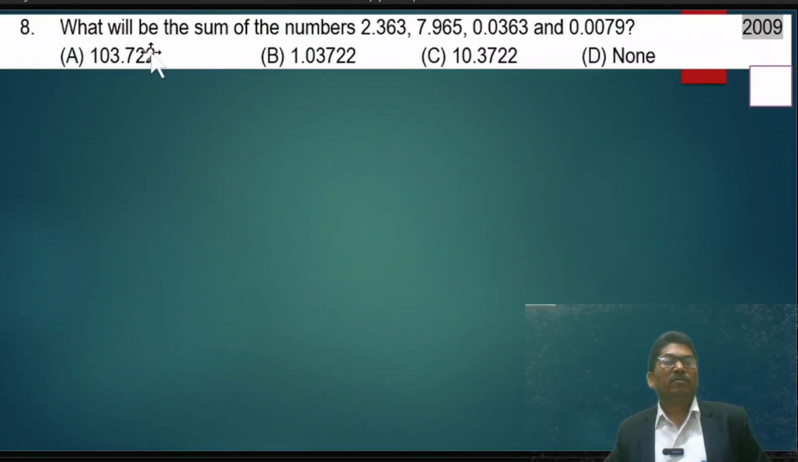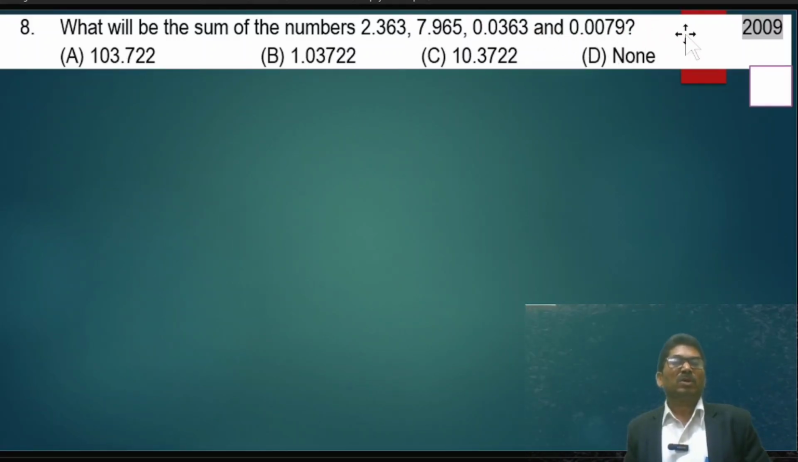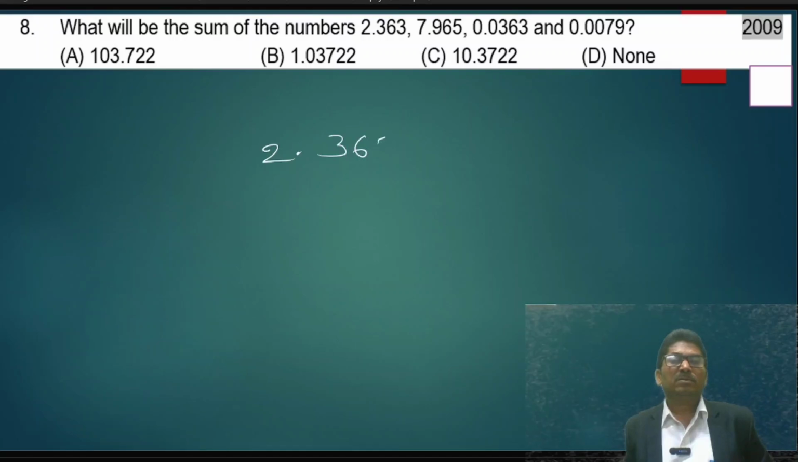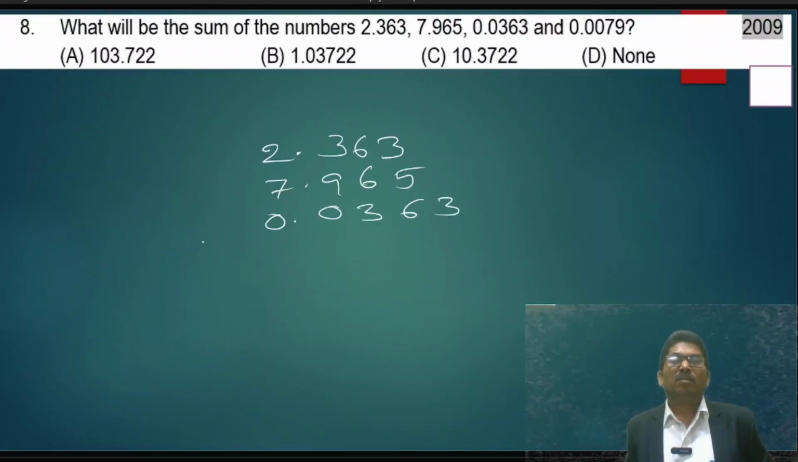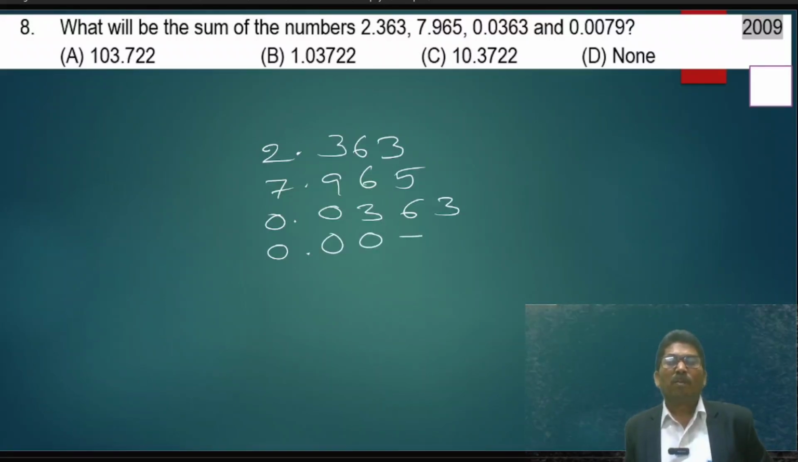Next, question number 8. What will be the sum of the numbers 2.363, 7.965, 0.0363 and 0.0079? Sum means addition. 2.363, 7.965, 0.0363, 0.0079.